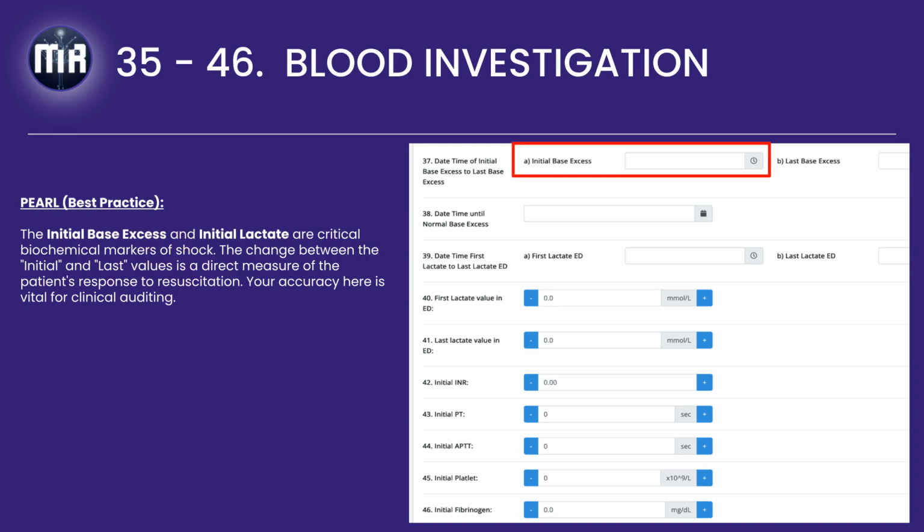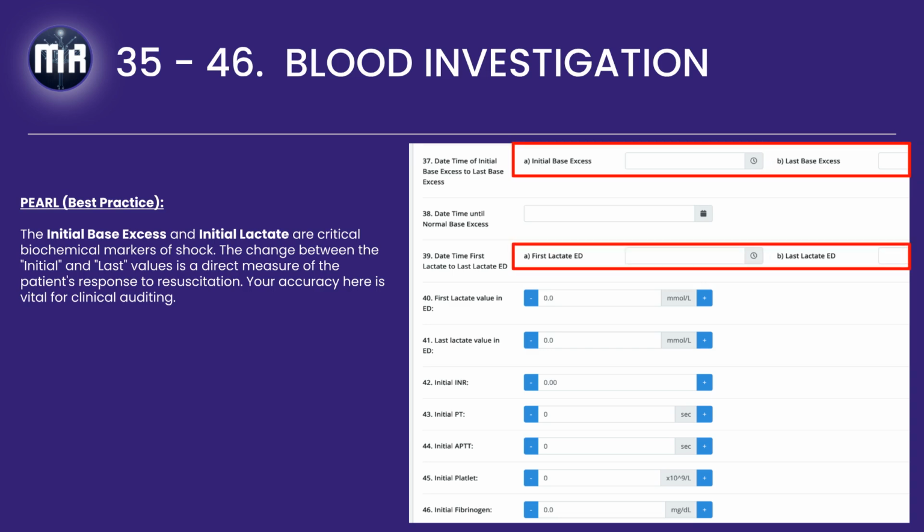The initial base excess and initial lactate are critical biochemical markers that tell us the severity of shock the patient is in. The difference between the initial value and the last value is a direct, objective measure of how well the patient has responded to our resuscitation efforts. Your accuracy in capturing these 2 data points and their times is absolutely vital for clinical auditing and for understanding the effectiveness of our care.